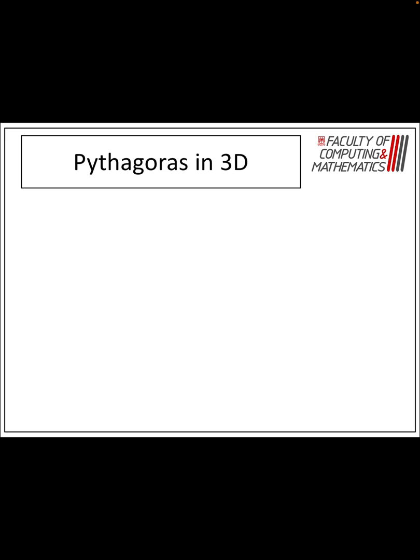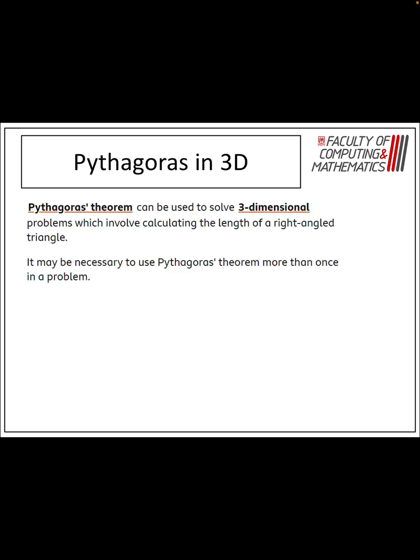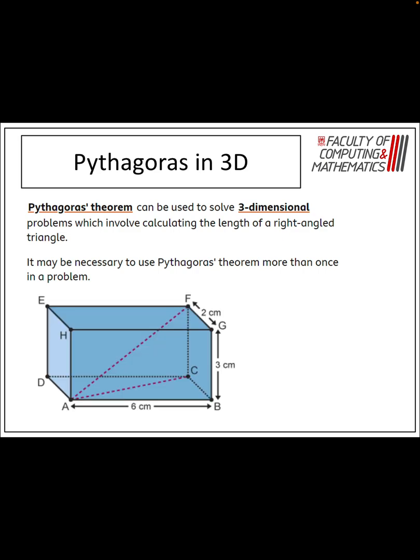Okay, so let's have a look at three-dimensional Pythagoras. Now you've got two types of diagonals in Pythagoras' theorem. So three-dimensional problems will include calculating the length of a right-angled triangle, but they tend to be in cubes, cuboids, etc., because we want the space diagonal and we want the face diagonal as well. So let's go through what that is.